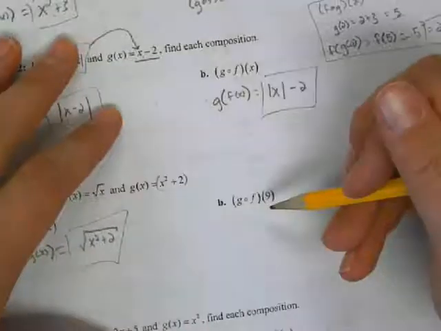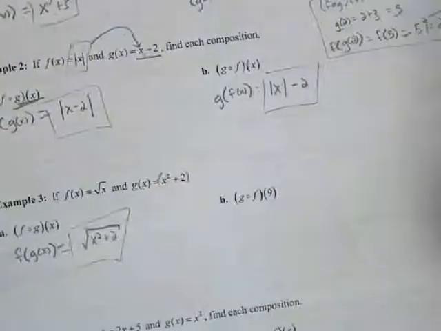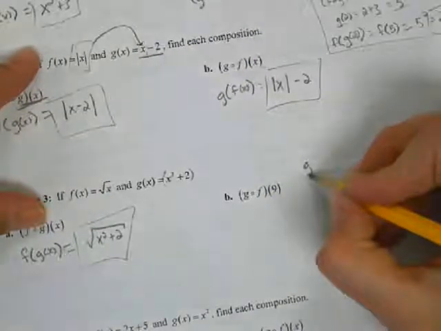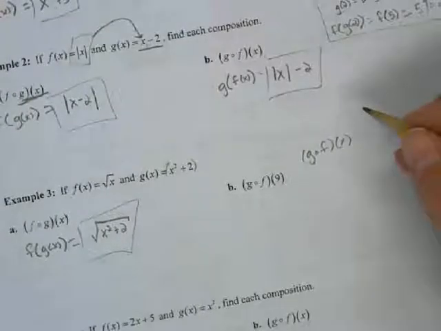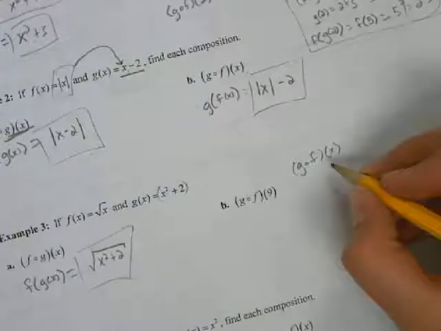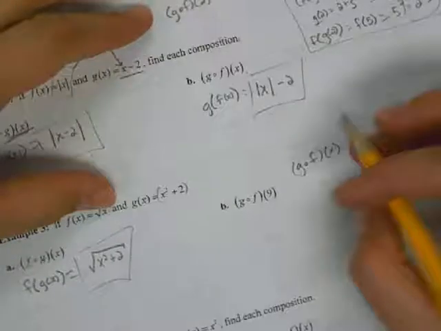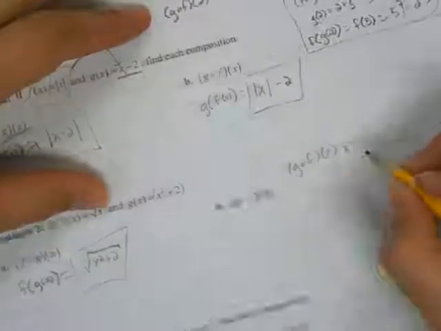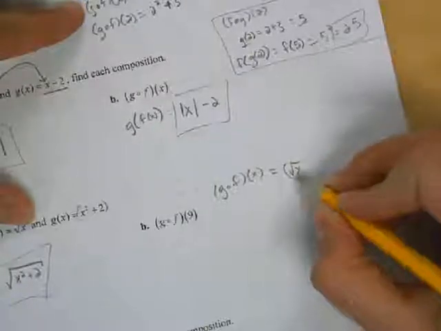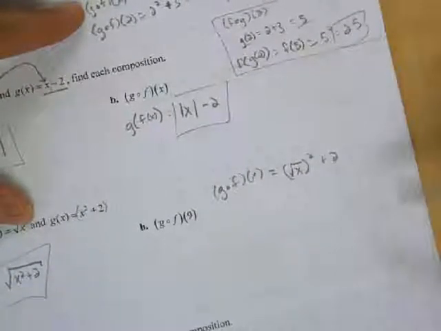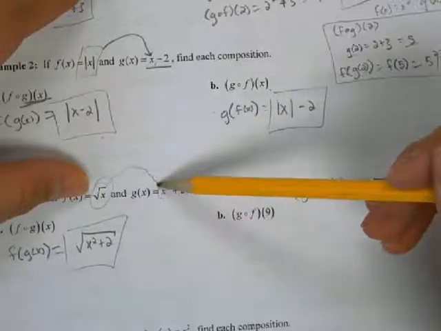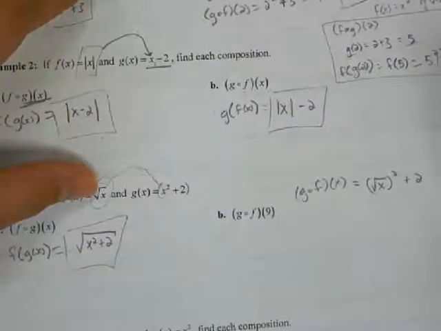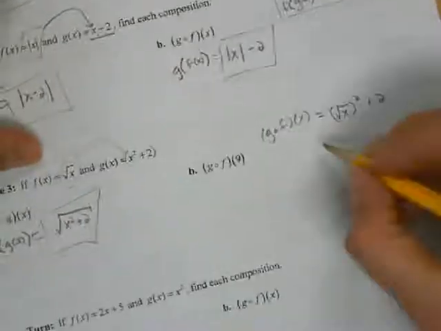G composed of f of 9. Again, two different ways you can do it. I can either find G composed of f of x first. If I did that, G composed of f of x, that means f is being plugged into g, so I'm going to go square root of x squared plus 2. Because I took the x that was in g, I'm plugging f of x, taking this and plugging it in here. So I took that x out and replaced it with a square root of x. Okay, so the square root of x squared is just x plus 2.